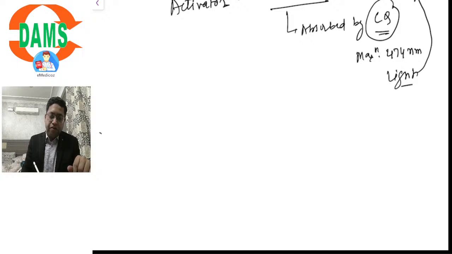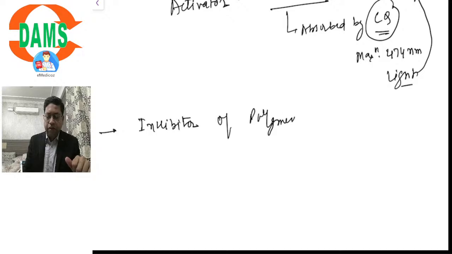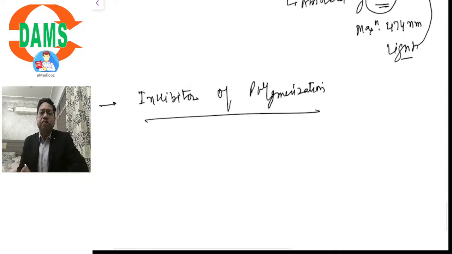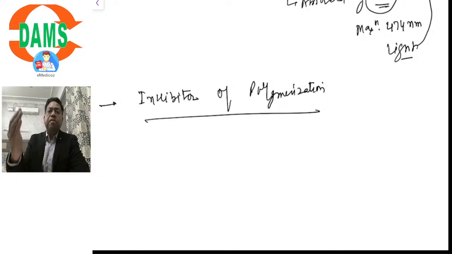Then the other accessory component that is present is the inhibitor of polymerization, especially if we talk about the light-cured composites. See, visible light is present in the ambient atmosphere. It is present in the clinical setup. It is present in the operatory light. So this visible light can initiate the polymerization of the composite during storage or during accidental exposure to the light.